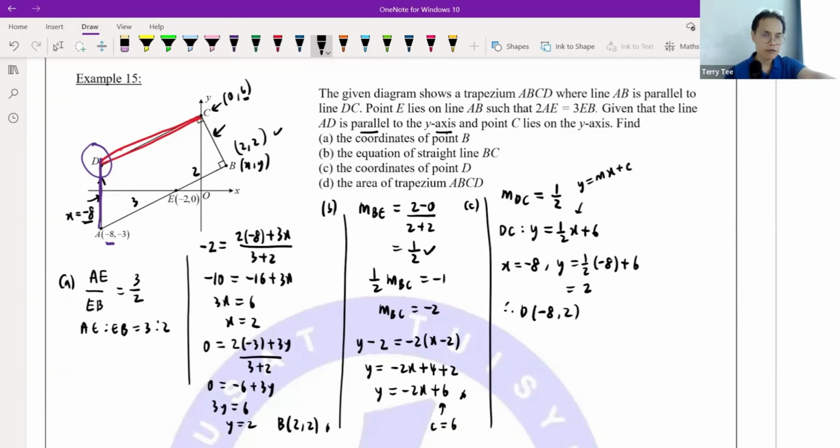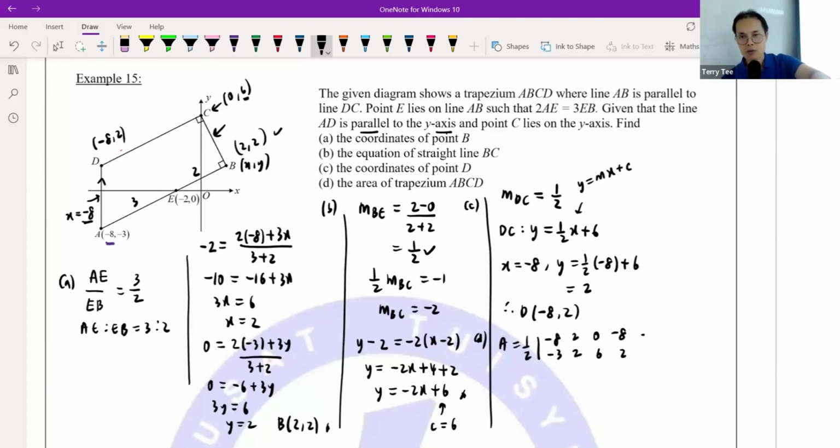Lastly, area of trapezium. Since I know the coordinate of D is minus 8, 2, I know all 4 points, right? So the area, I can use the formula half, x1, y1, x2, y2, x3, y3, x4, y4. Repeat the first point. Okay, so let's count. This will be minus 8 times 2, 2 times 6, 0.